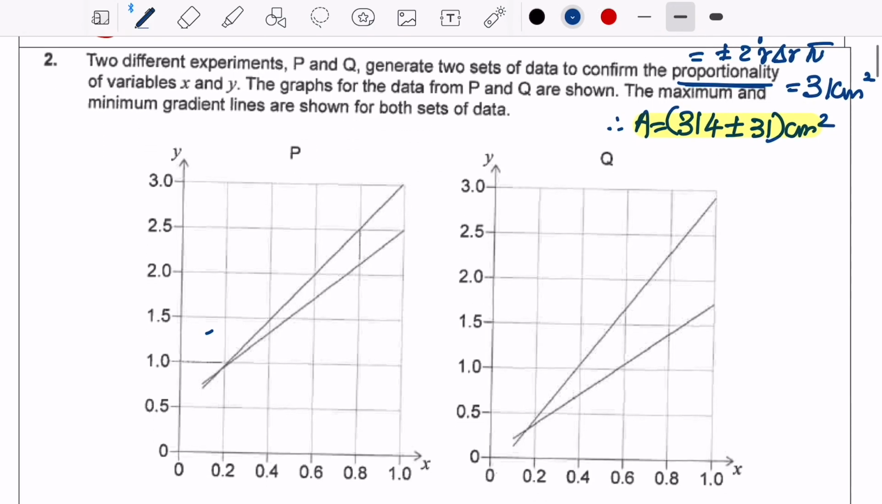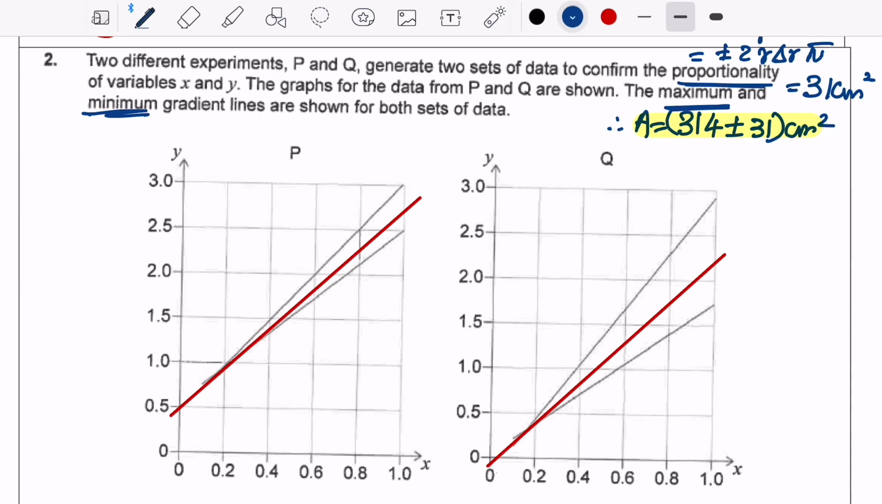This question is about proving a proportionality in two different situations. Now they have given you the maximum and minimum gradient lines. So where is the best fit line? The best fit line is obviously in between these two lines, right? Same here. This is the best fit line.